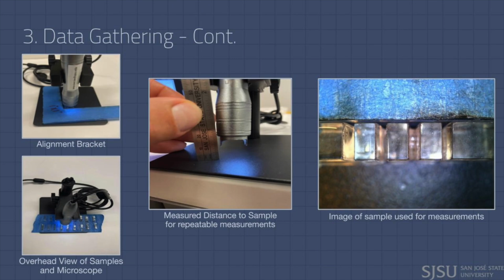To the right, we have an image of one of our samples that was used for measurements. We can see the gaps here with the edges we chose to use for the Digimizer software. In the bottom left, we have an overhead view of the measurement station with multiple samples on tape as well as the mount for the microscope.